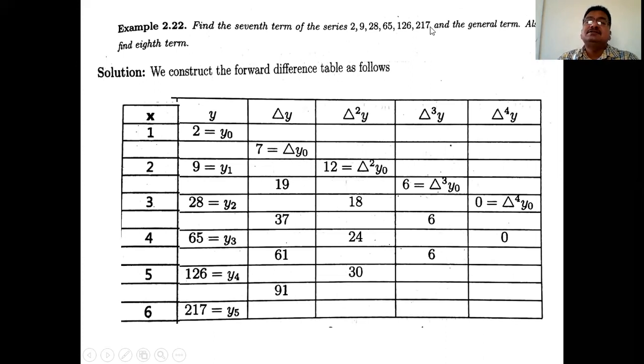And the 7 is at the end of the table, and therefore use the backward interpolation formula. The values of x are 1, 2, 3, 4, 5, 6, which means the values of x are equidistant, and therefore use the backward interpolation formula, because we have to interpolate the value at the end of the table. So instead of this forward difference table, prepare the backward difference table. First prepare the backward difference table.